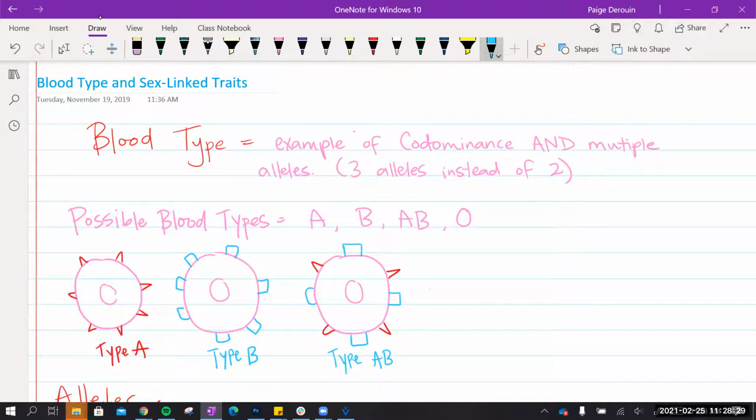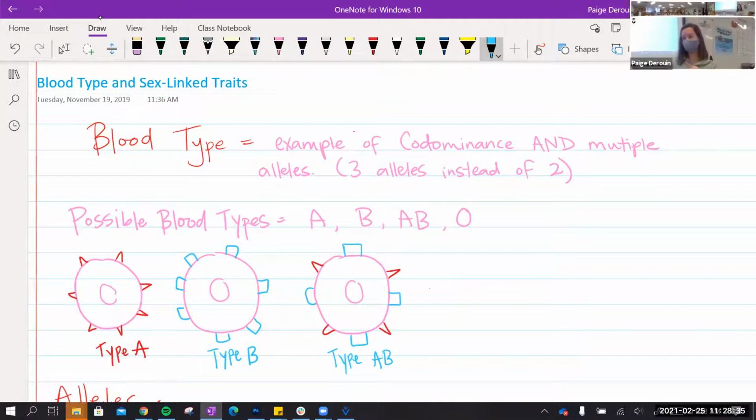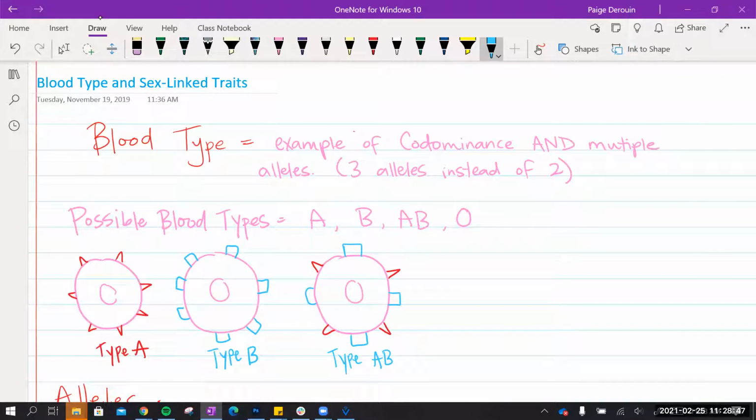Is type AB like incomplete dominance, or is it its own allele? It's codominance. So people who are type AB have one type A allele and one type B allele. It's not blending, both are showing. Okay, good question. All right, the last option is you can be type O.